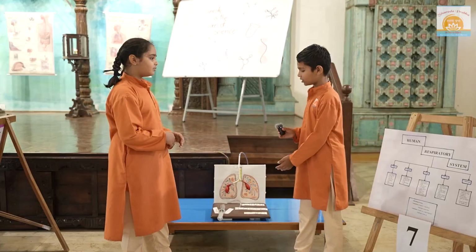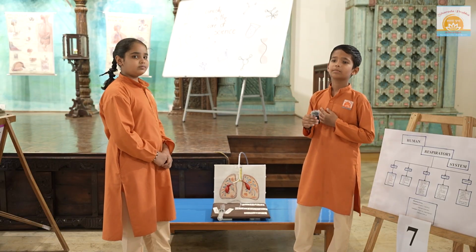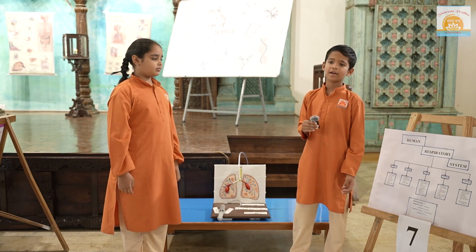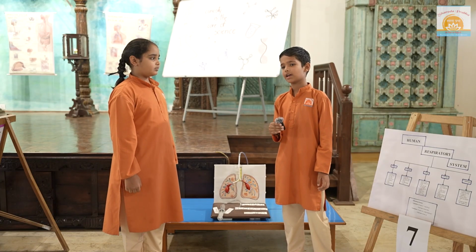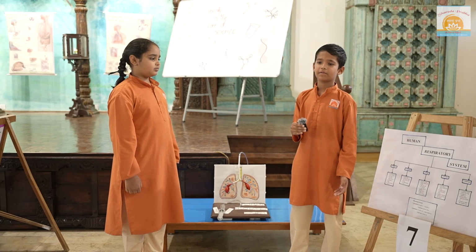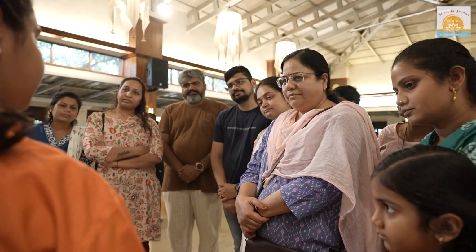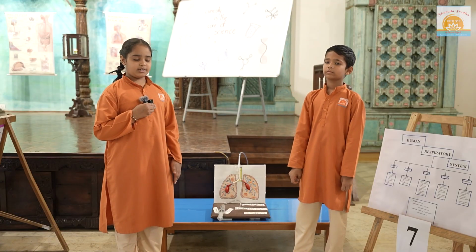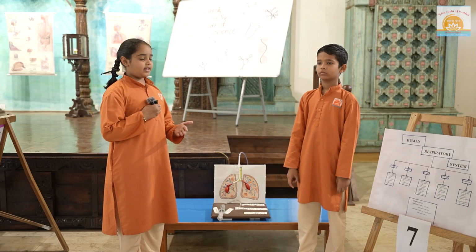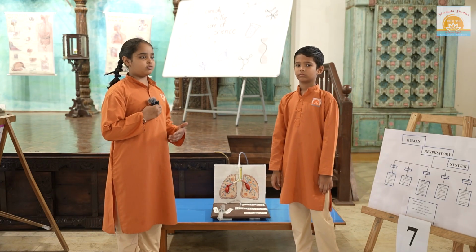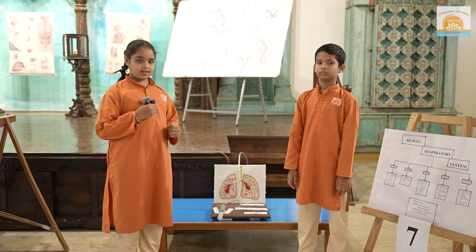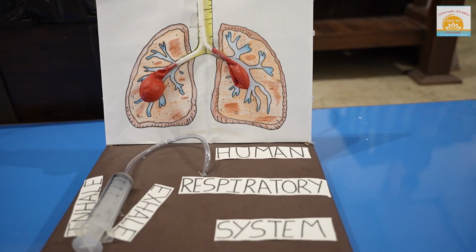The respiratory system helps us to breathe. Breathing supplies oxygen to our body and removes carbon dioxide, which is a waste gas. Without breathing, life is not possible. There are many organs which help us to breathe. I will explain about the nose. Air enters the body through the nose from the atmosphere. The nose cleans the air by trapping dust. It also warms the air.